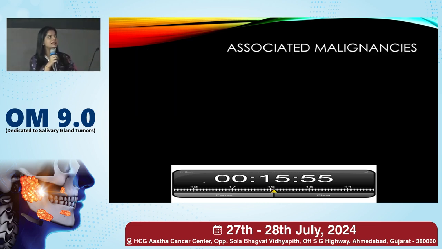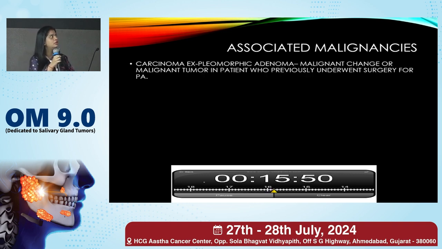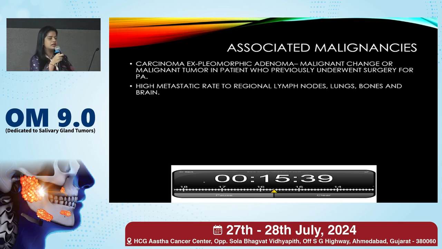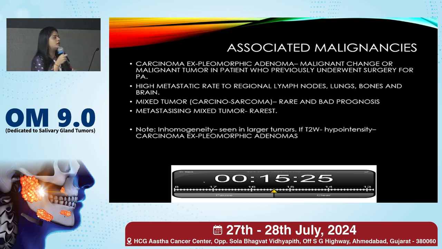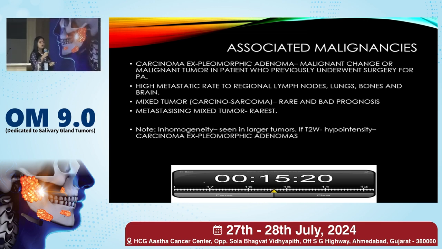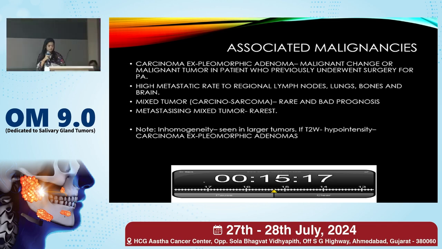Now the malignancies associated with pleomorphic adenoma include carcinoma ex pleomorphic adenoma, which is the malignant change which happens in a patient who has undergone surgery for pleomorphic adenoma. These tumors are important because they have a high metastatic rate to lymph nodes, lungs, bones and brain. Then there could be carcinosarcoma, then metastasizing mixed tumors. Importantly, as I had pointed out, this T2 hypointensity is in favor of carcinoma ex pleomorphic adenoma.